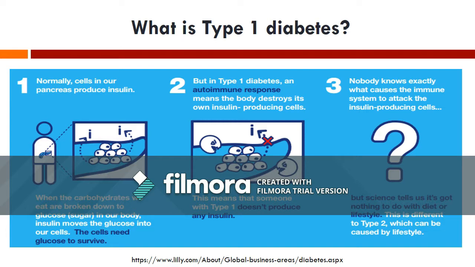But in type 1 diabetes, an autoimmune response means the body destroys its own insulin producing cells. This means that someone with type 1 diabetes does not produce any insulin. Nobody knows exactly what caused the immune system to attack the insulin producing cells, but science tells us it's got nothing to do with diet or lifestyle. This is different to type 2, which can be caused by lifestyle or also by heredity.